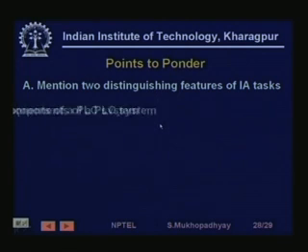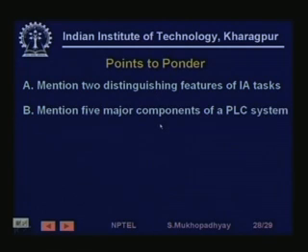So, we have come to the end of the lecture, and I hope you have got a fair idea about what makes a PLC system. As is customary, again you have some points to ponder. Think whether you can mention two distinguishing features of industrial automation tasks compared to, let us say, a task in a bank, which are also computational tasks which also communicate.